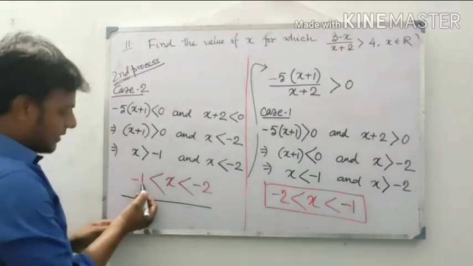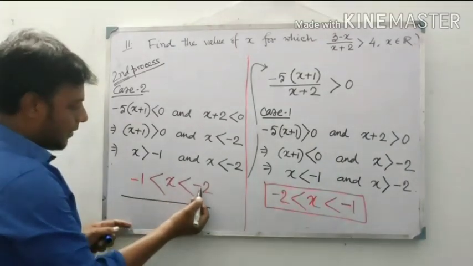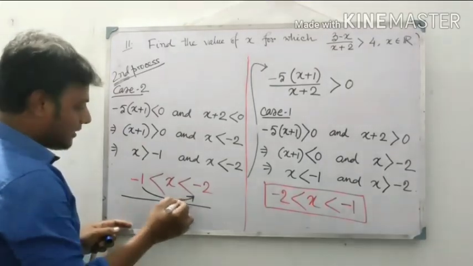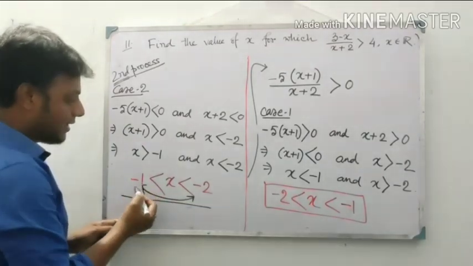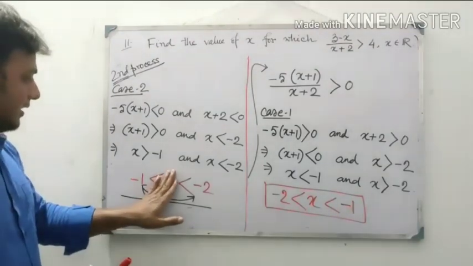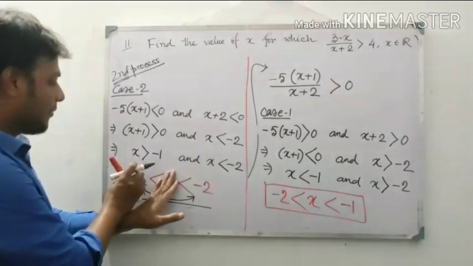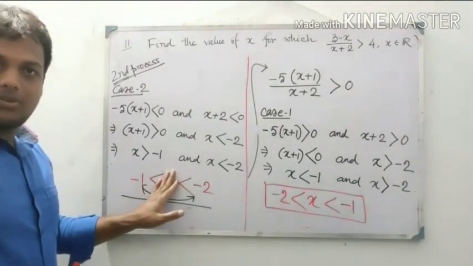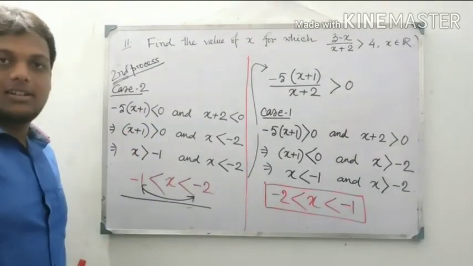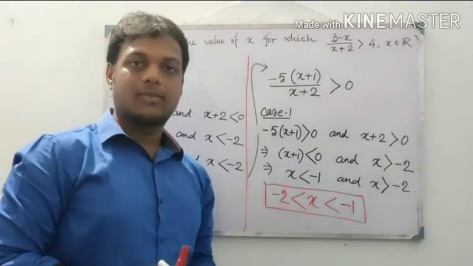According to this, x is greater than minus 1 and minus 2 is greater than x. If we combine these two, then minus 2 is greater than minus 1. Just hide this part. Then this line says that minus 2 is greater than minus 1. Is it true? No. So this part is invalid. Understood or not? So our actual solution is this.